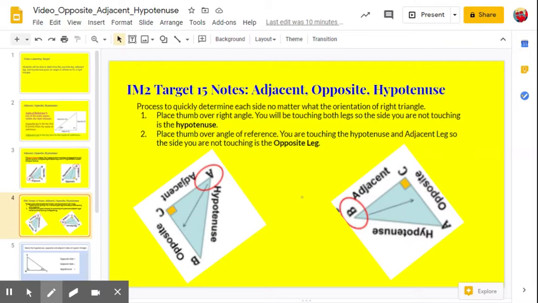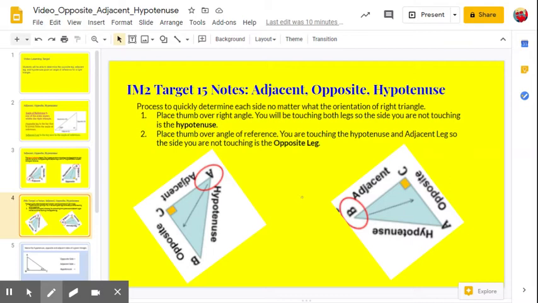Look at the one on the right. If I use angle B as my angle of reference, when I put my thumb on angle B, I'm touching two sides of the right triangle. The side I am not touching is my opposite leg. Now, the adjacent leg, you just need to know the hypotenuse.